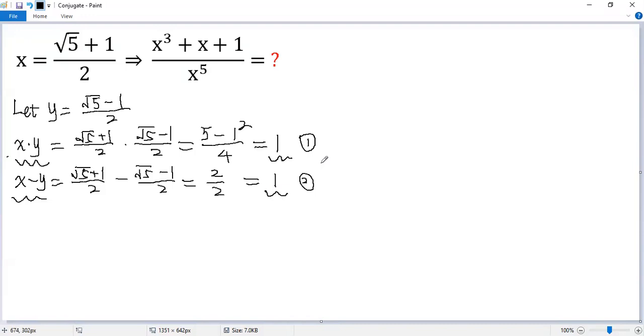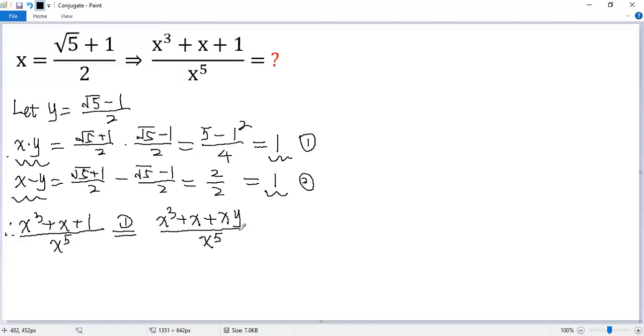Now we can use condition 1 and 2 to simplify the given expression. Let's go. So x cubed plus x plus 1, divided by x to the power 5. Using condition 1, we replace 1 by x times y. So we get x cubed plus xy, divided by x to the power 5. Top and bottom divided by x. So we get x squared plus 1 plus y, over x to the power 4.